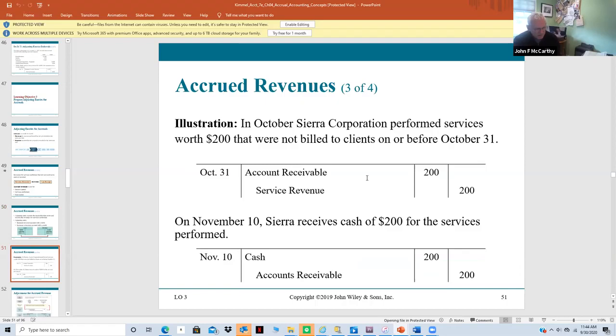So here they're going to call it accounts receivable. It could be accounts receivable or accrued revenues, right? It could be either one on the balance sheet. So these are performed services that were not billed to clients, okay?